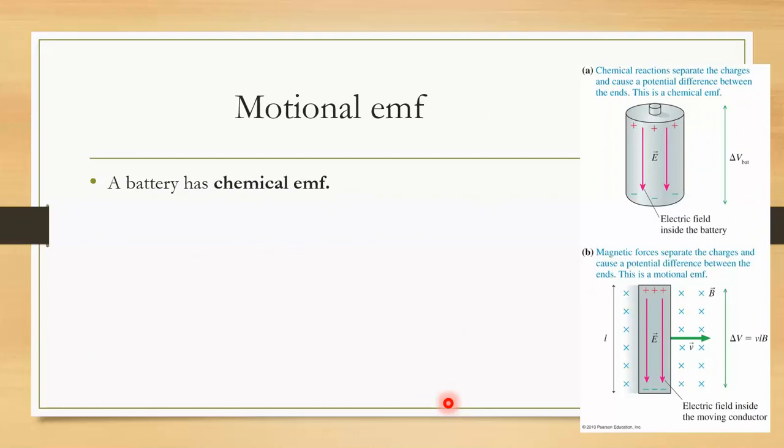So what we've created is called motional EMF. A battery has a chemical EMF, that's the potential difference in a battery. When we move a conductor, we're creating something called motional EMF. Its equation is that the EMF equals the velocity of the conductor times the length of the conductor times the magnetic field. So if I move a conductor through a magnetic field, I'm going to create a potential difference that we call motional EMF that's equal to VLB. This equation is on your Physics 2 equation sheet.